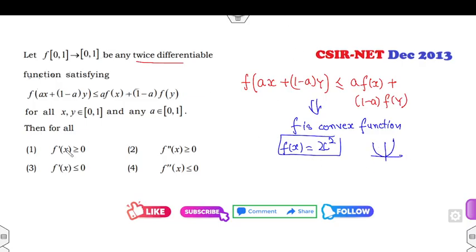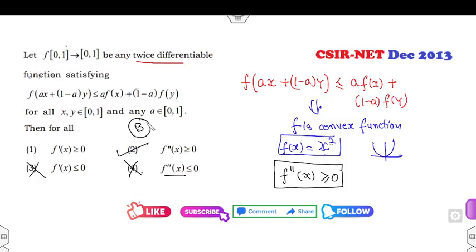Now look at that. The first derivative is 2x. Is it always greater than 0? No. But you can see, because f is a convex function, what is the definition of a convex function? The second derivative must be greater than 0. If I take this example, you can see the second derivative is 2, so this option is crossed. Now, because of the convex function, the second derivative must be greater than or equal to 0. That is the only right answer of this problem.